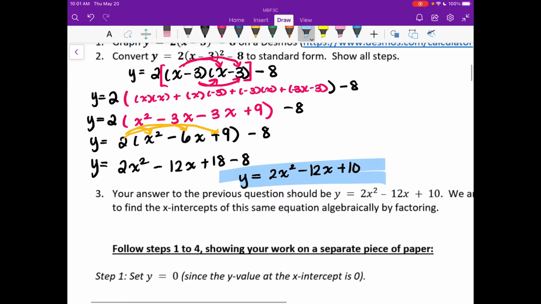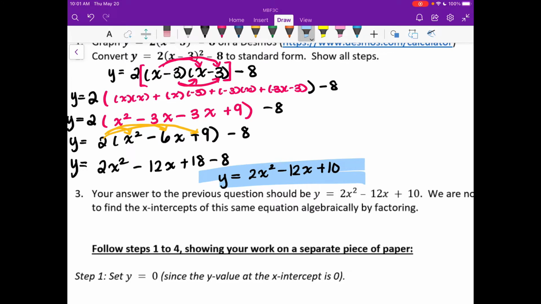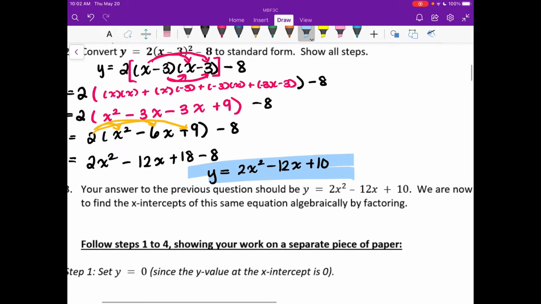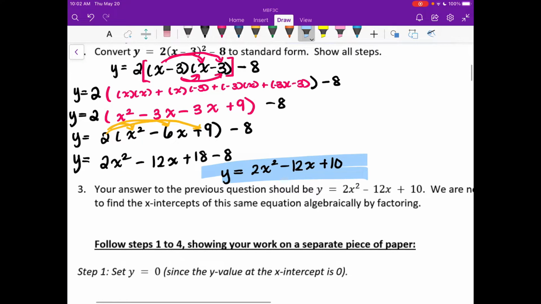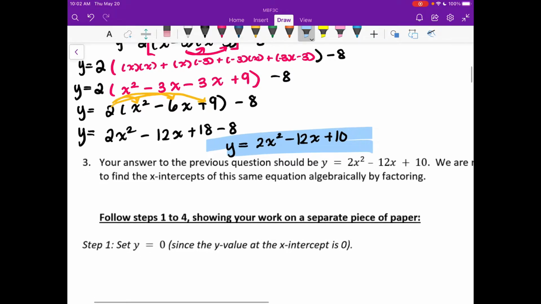So it says your answer for your previous question should be 2x squared minus 12x plus 10, which is what we got. And we're now going to find the x-intercept. So now what we're looking for is when the y is equal to 0. Where does that point cross on the x-intercepts?